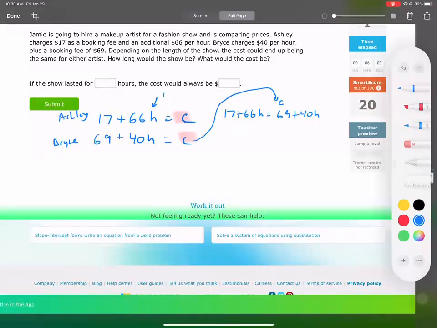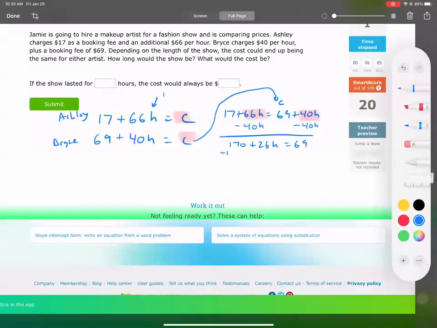Okay, so let's continue here. We're going to combine our variables. We always say combine our variables first. I like doing that. Which side has more, the plus 66 or the plus 40? I see the positive 66 is more, so I'm going to move the 40 over, minus 40h to both sides. We have 17 plus 66 minus 40 is 26h equals 69.